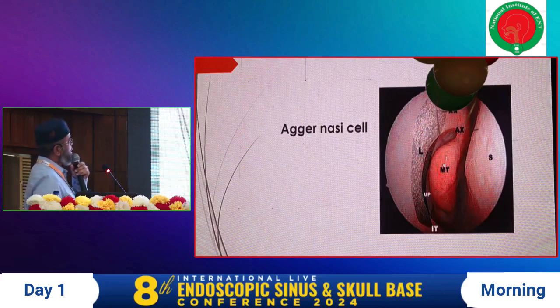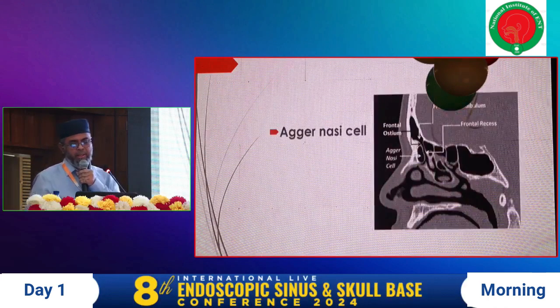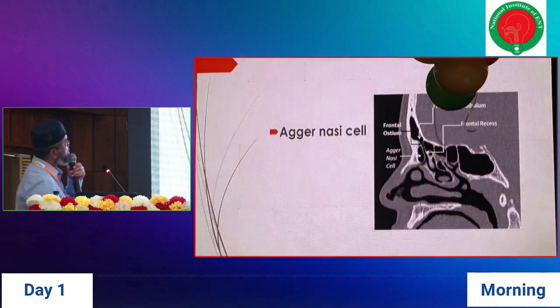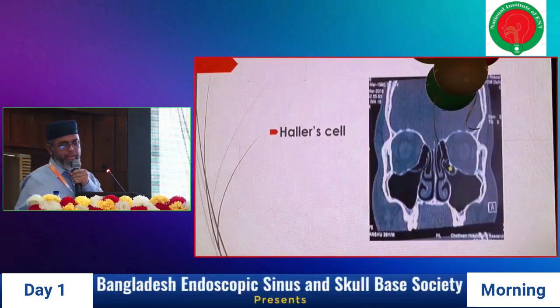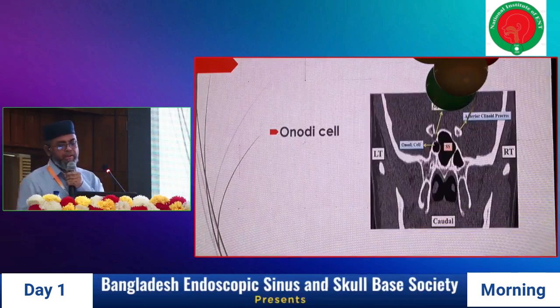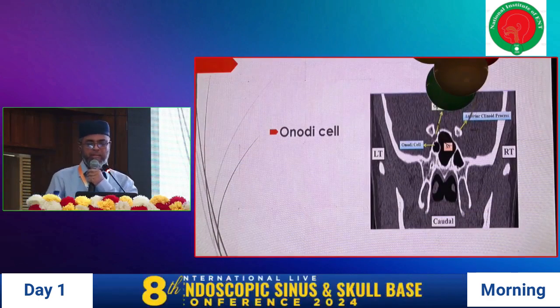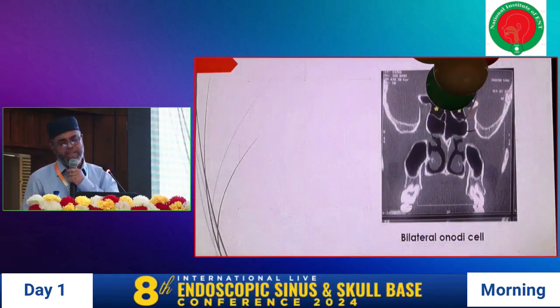There is the agger nasi cell. When the agger nasi cell is pneumatized, it can obstruct the frontal recess. Here is the CT scan of the frontal ostium, and the Haller cell is the infraorbital cell. Here is the Onodi cell, as I talked earlier about this. There may be bilateral Onodi cells.